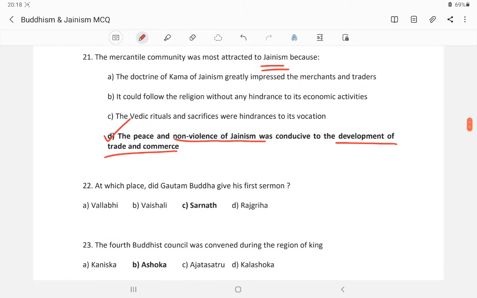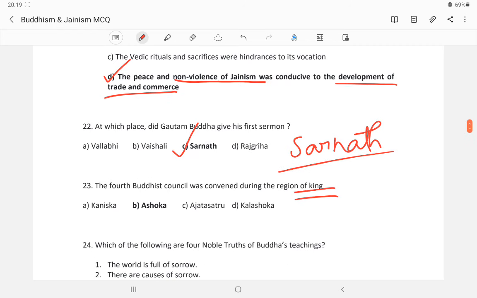At what place did Gautama Buddha give his first sermon? At Sarnath. The first Buddhist council was held under Ajatashatru, the second under Kalashoka, the third under Kanishka, and the fourth under Ashoka.